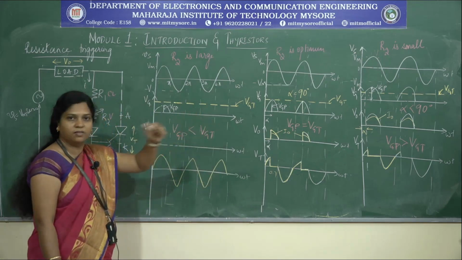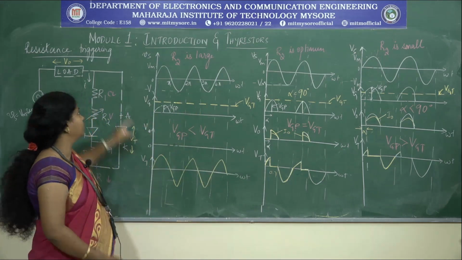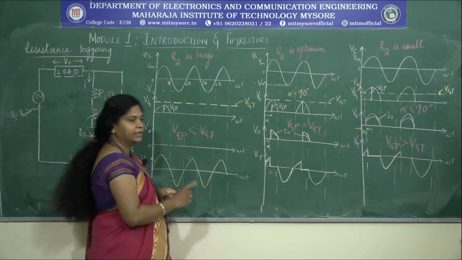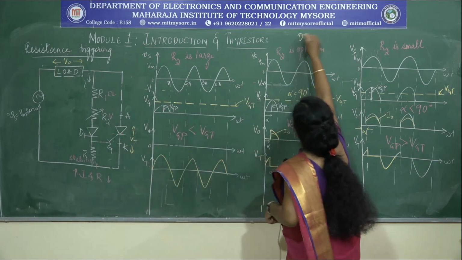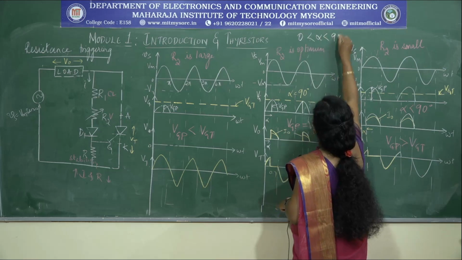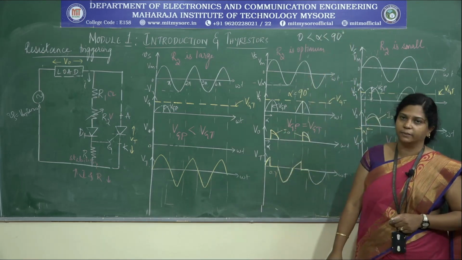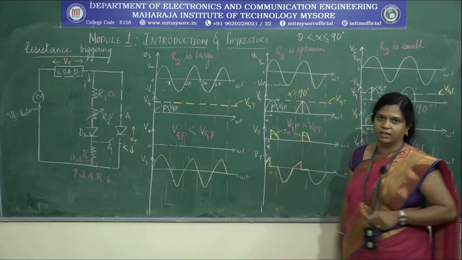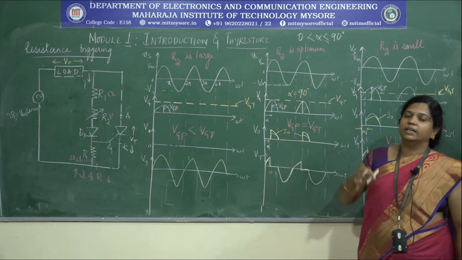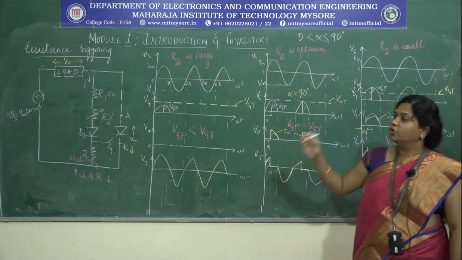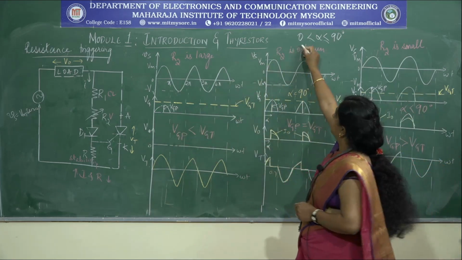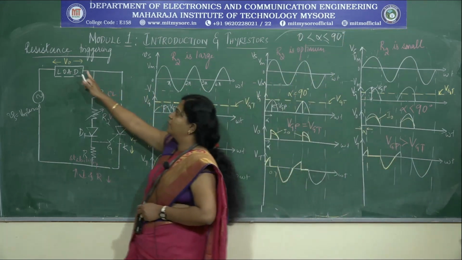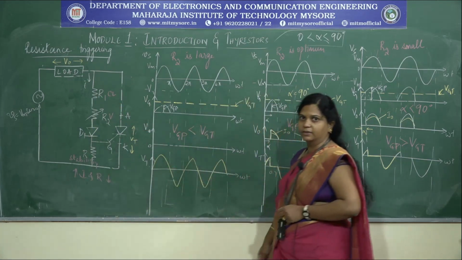So, out of these three waveforms, our observation regarding this resistance triggering circuit is that we can vary the value of alpha from 0 to 90 degree. You can vary alpha greater than 0, less than or equal to 90 degree. So, whenever you are designing any circuit where you want to turn on the thyristors within this range of firing angle, you can easily make use of this resistance triggering circuit method.